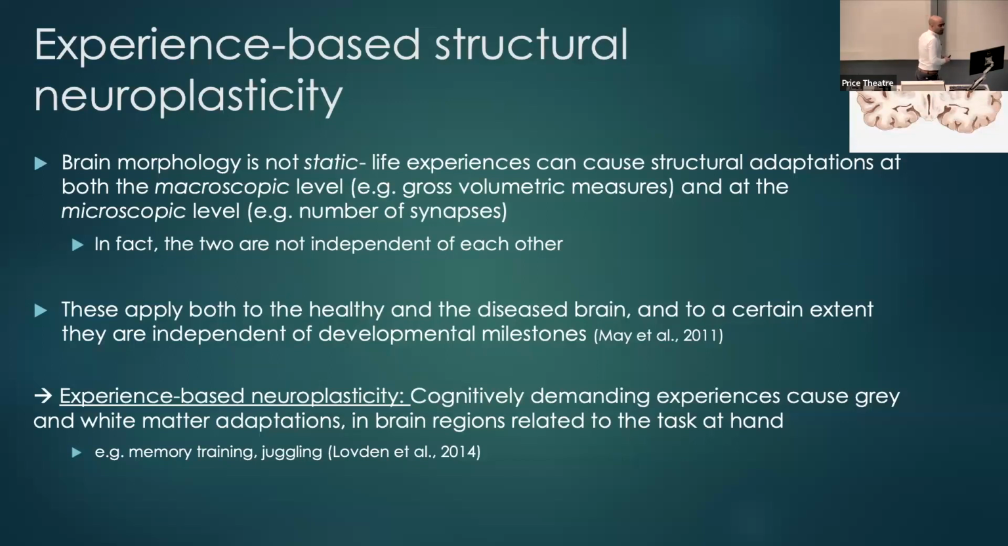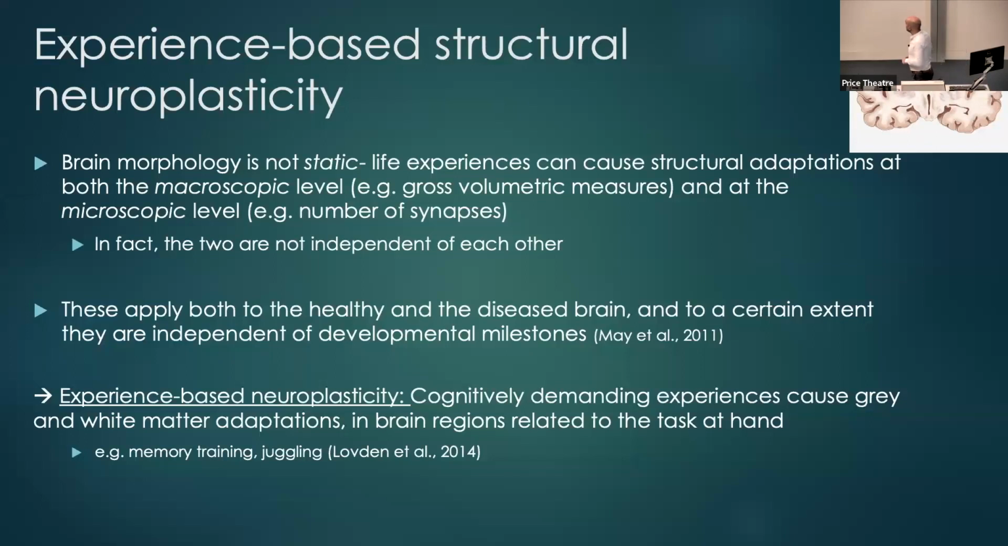So experience-based neuroplasticity means that cognitively demanding experiences cause gray and white matter adaptations in those brain regions related to the task at hand, to the new skill that you acquired, the new experience that you get immersed in. And we know that from fields like memory training or juggling, or if you're a basketball player, your cerebellum, the posterior part of the brain, gets bigger. So there's a lot of evidence to show this.